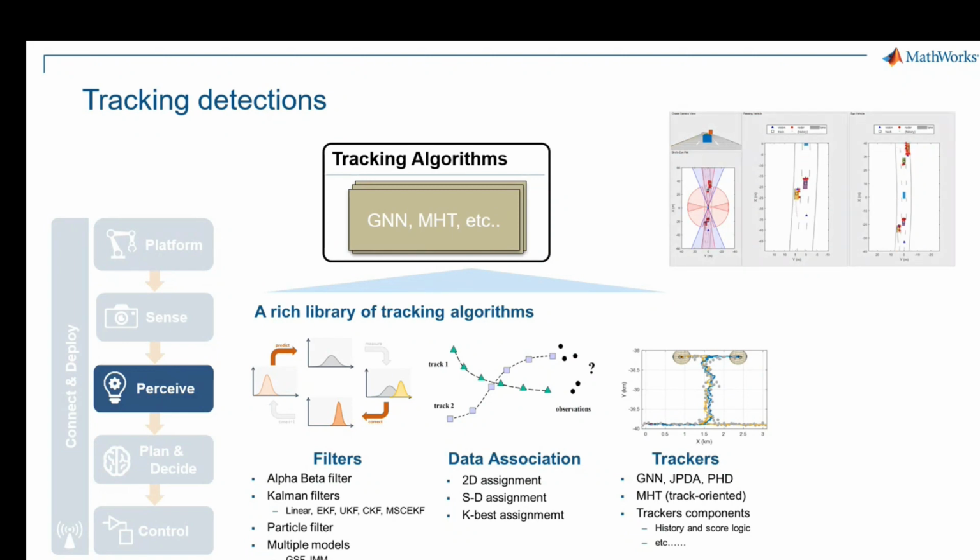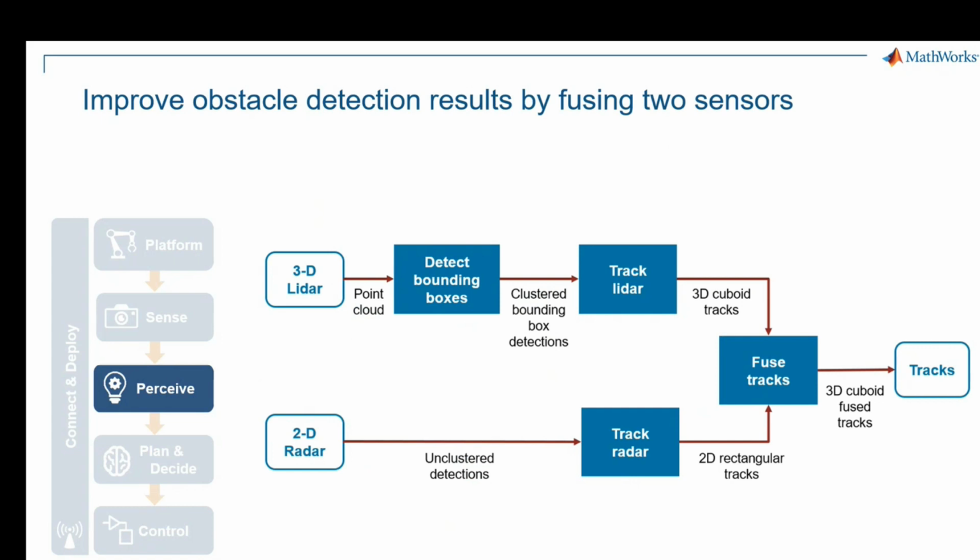And these algorithms that are available have different types of parameters, of course, that can be changed, different types of filters, and data association algorithms that can be plugged into them to personalize your own algorithm. I would like just to show an example to illustrate how these tracking algorithms can be used. In this example, we're going to fuse the detections from a 3D LiDAR with the detections of a 2D LiDAR to improve the detection of vehicles on a highway.